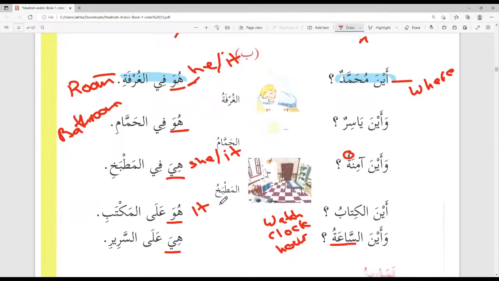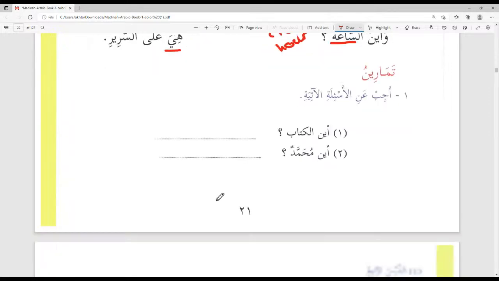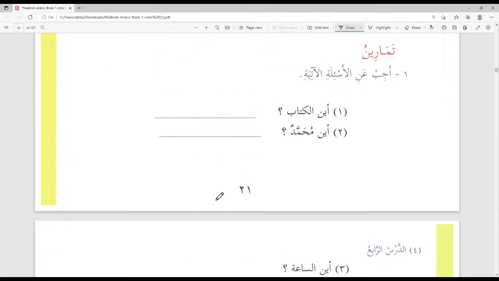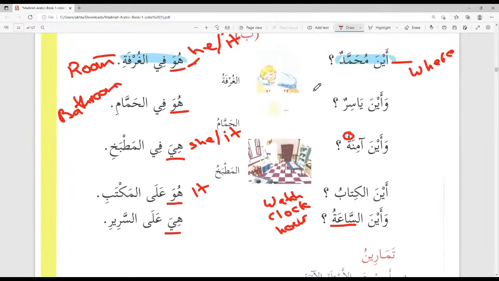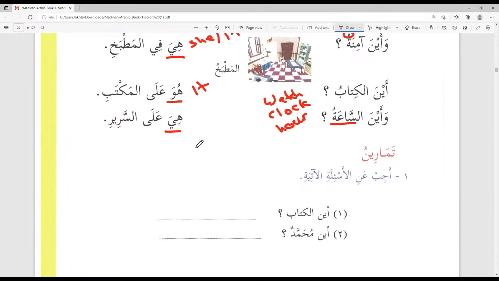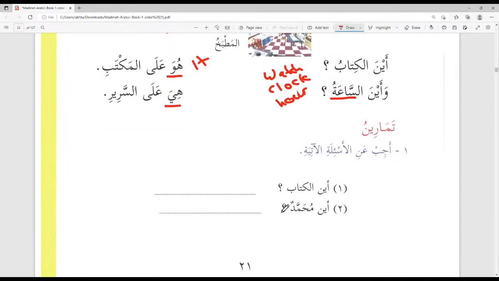Okay, so we'll start تمارين exercises أجب عن الأسئلة الآتية. So answer the following questions. These questions are related to this part of the book, to this small conversation that we just had. So you have to answer related to this. So let's go with Umar Uwais first.